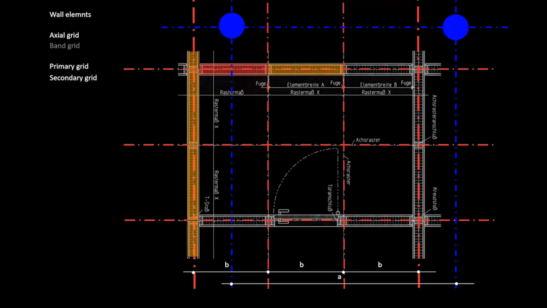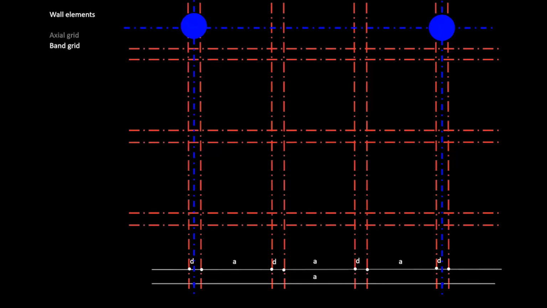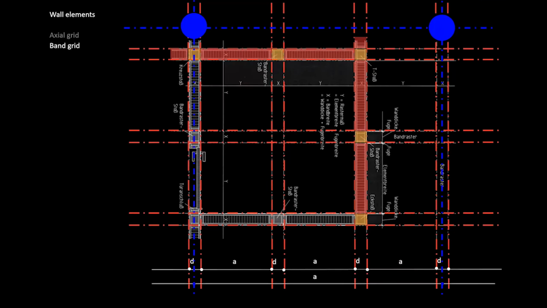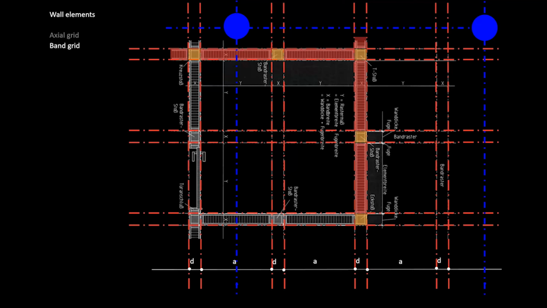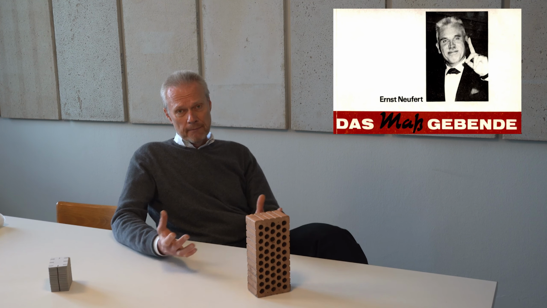I could use a band grid as well, and then I could use the band grid, and the displacement of the structure which would be in terms of industrial prefabrication the most advanced solution, but with certain practical disadvantages. So the other system that I have been talking about was established by the German architect and professor Ernst Neufert.